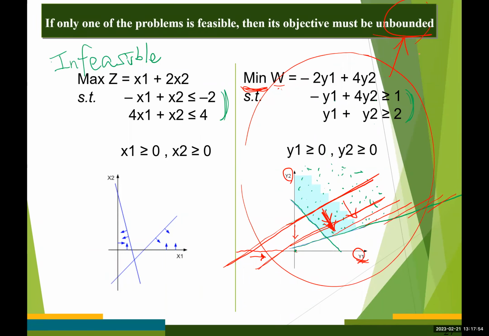So this is a good example of the case: if only one of the problems is feasible, then its objective must be unbounded. So because the primal LP is infeasible, the dual LP in this case is unbounded. Okay.